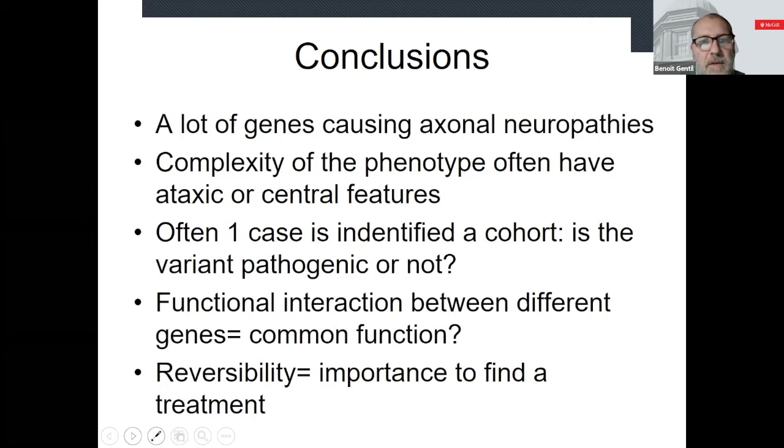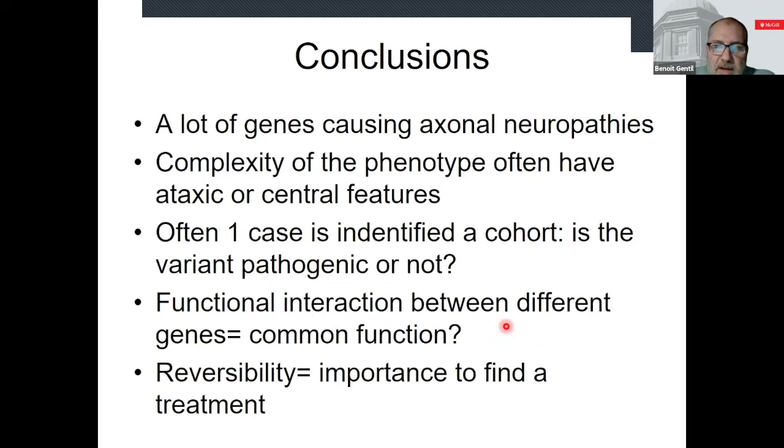The axonal neuropathies are also difficult because of the complexity of the phenotype. They often have ataxic features, and central features are also described. You may find genes classically affected in axonal neuropathy in cohorts of ataxic patients or others. Like I say, you often identify one case in your cohort, especially if it's one of these rare genes, and you will have to find out if it's a pathogenic variant or not. So that's the main difficulty I find in Charcot-Marie-Tooth.